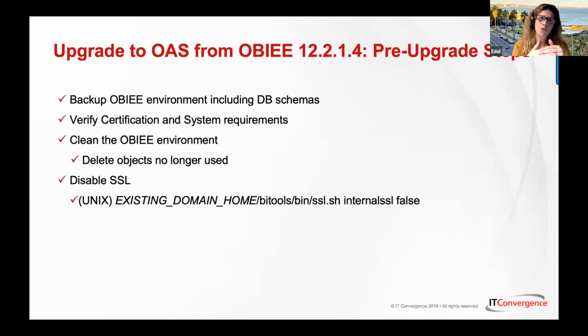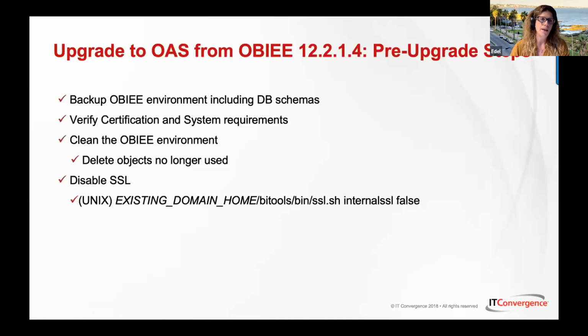When you upgrade, you need to do pre-upgrade steps, the upgrade process, and then post steps. Obviously, back up your OBIEE environment. This is the first thing, including the RCU schemas. Also, verify the certification and system requirements. This is something you have to do for every single upgrade or patch that you apply. This is very important, and sometimes we are not doing it correctly.